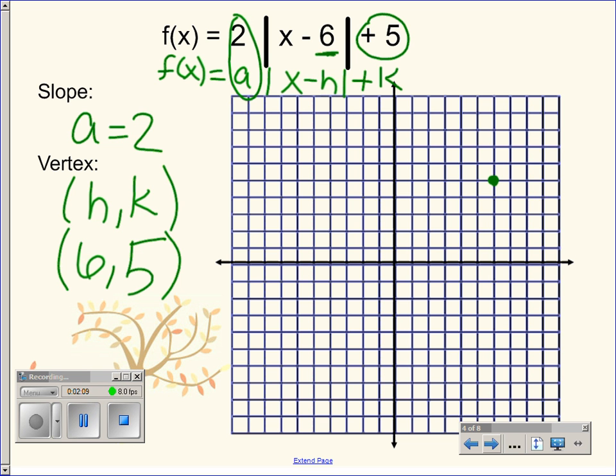Okay? And from there, I'm going to use my slope to find additional points. So I start at my vertex. I'm going to go up 2 over 1. There's the next point on my line. So there's half of my V. To find the other half, you go back to your vertex, go up 2 over 1 the other way, and that's the other half of your V.